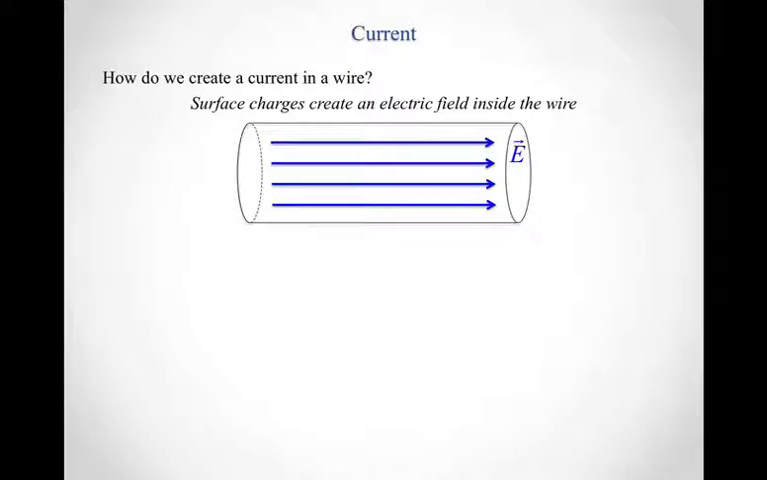So how do you create a current in a wire? Well, surface charges rearrange themselves to create an electric field inside the wire. Now notice that means that this is not electrostatics, where we said in electrostatics that there was no electric field inside your conductor. Right? So if you have a current, you're clearly not in an electrostatic situation. And in fact, the electrons within your conductor respond to the electric field. So this is physically what goes on.